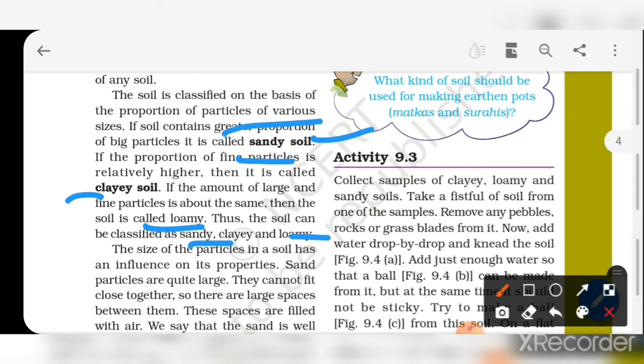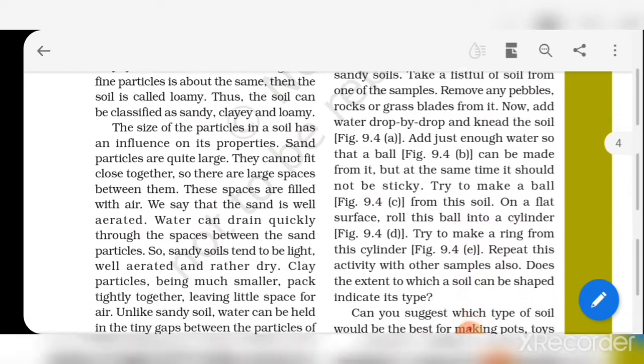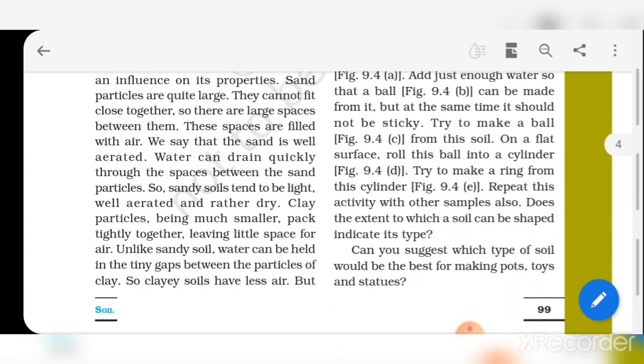The size of the particles in the soil has an influence on the properties. Sand particles are quite large. They cannot fit close together, so there are large spaces between them. These spaces are filled with air. We say that the sand is aerated, and water can drain quickly through the spaces between the sand particles.